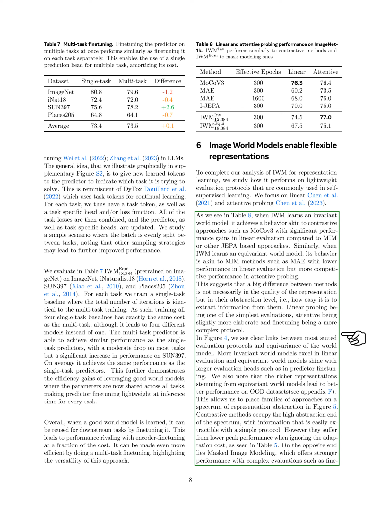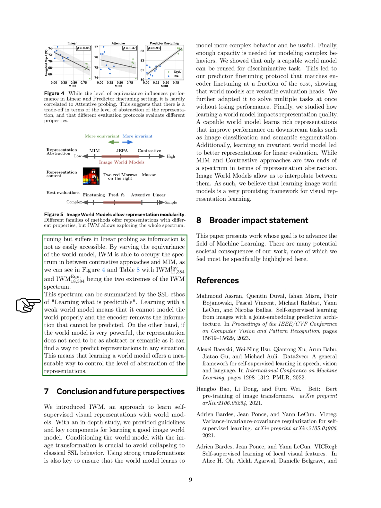This allows us to position different approaches along a spectrum of representation abstraction, with contrastive methods at one end, offering high abstraction but lower peak performance when adaptation costs are disregarded, and masked image modeling at the other, providing stronger performance in complex evaluations but struggling in linear probing due to less accessible information. By adjusting the equivariance of the world model, IWM spans this spectrum, bridging the gap between contrastive approaches and MIM.